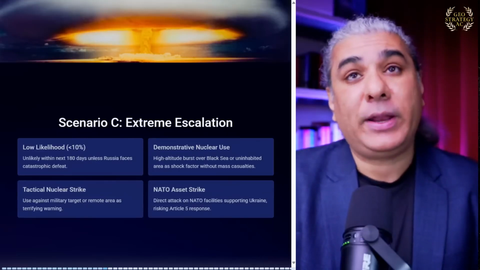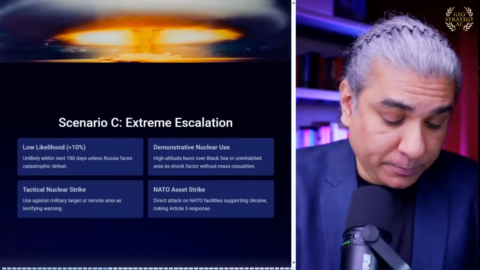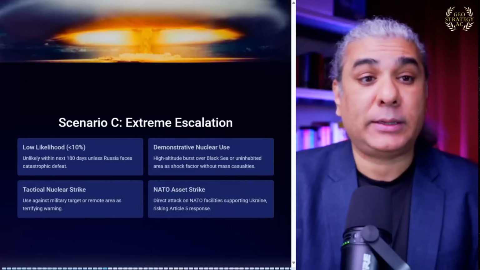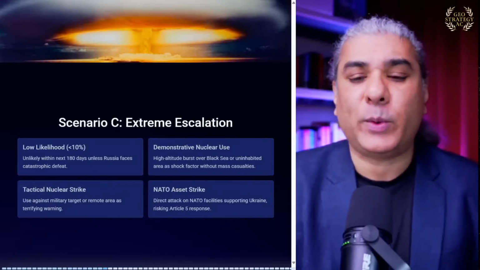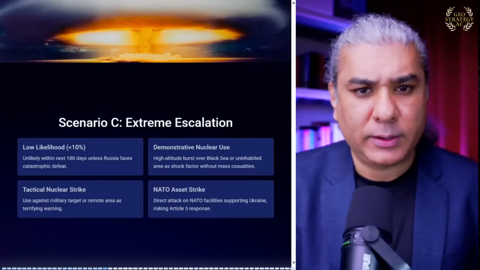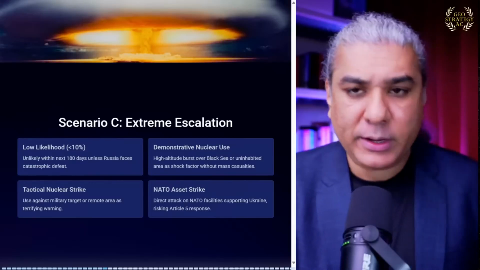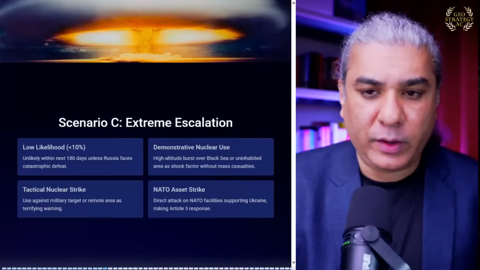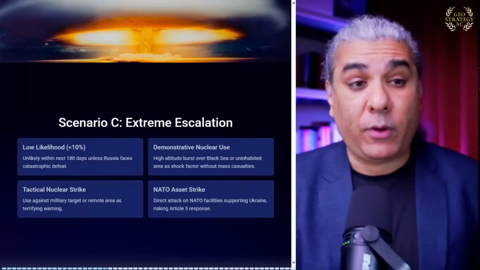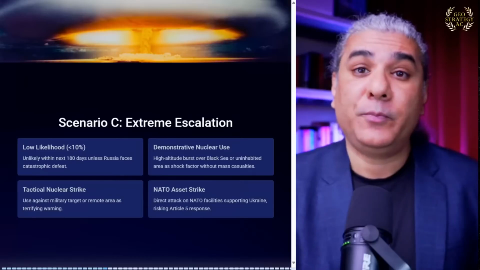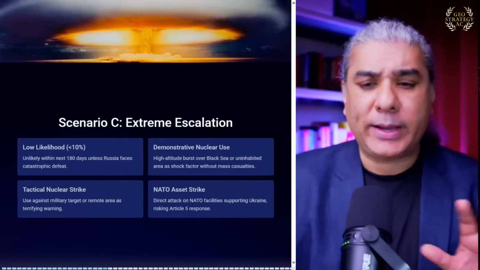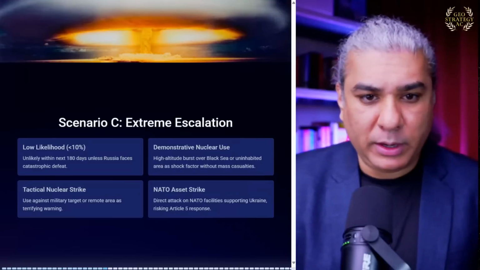And this scenario is very unlikely in the next 6 months, in my opinion. And I hope I am right. It's very unlikely unless Russia faces catastrophic defeat. I do not see Russia facing catastrophic defeat, as long as it's Ukraine that's fighting Russia. If NATO troops get involved, then once again, I still don't know if that will be enough for Russia to face catastrophic defeat. That's why I think it's a very low probability scenario.